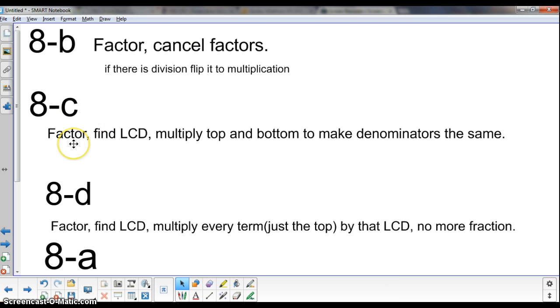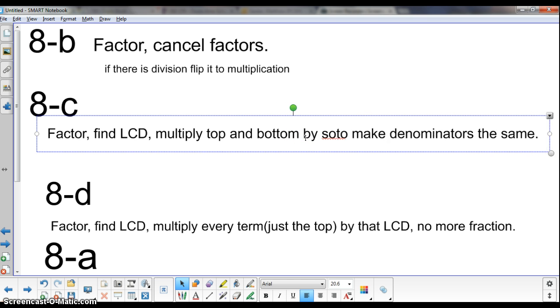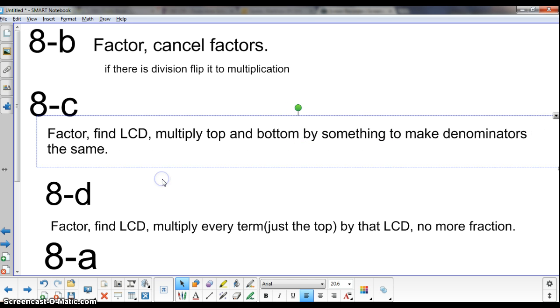8c, find the least common denominator. Of course, you want to factor it first. That will help you if it's factorable. All right, and find the least common denominator. Multiply top and bottom by something to make denominators the same. Typically, the 2 fractions you are adding together, you will not be multiplying by the same thing. If you had to multiply by the same thing, they were already the same, and so you don't need to be changing them. All right, so you're going to multiply each one differently, separately. Okay.